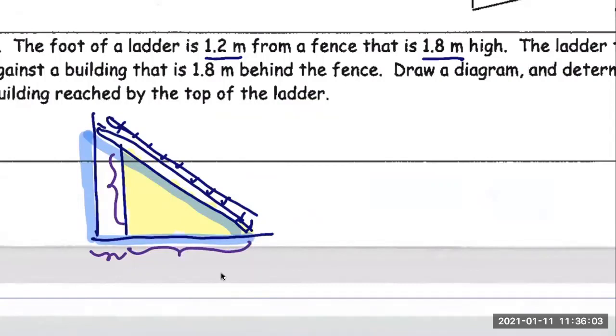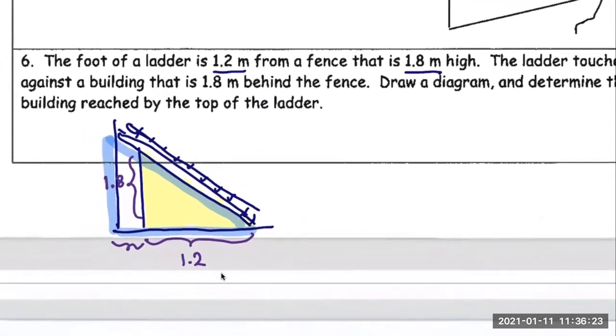So the first brace that you see denotes the distance from the base of the ladder to the fence. And then it says that the fence is 1.8 meters high. So that's the height of it, and what you want to think of is altitude. So this 1.8 is the height of that fence.